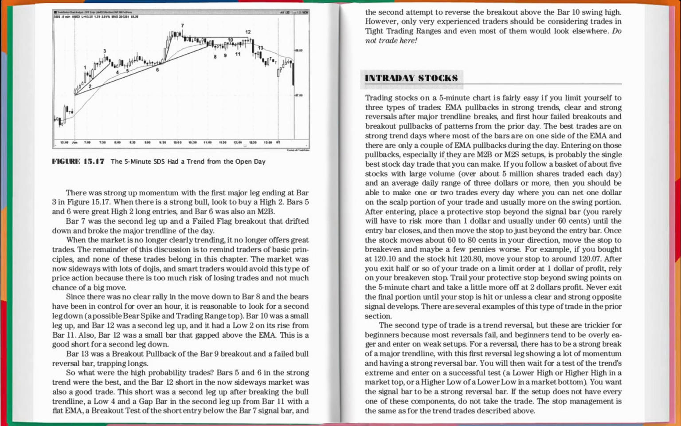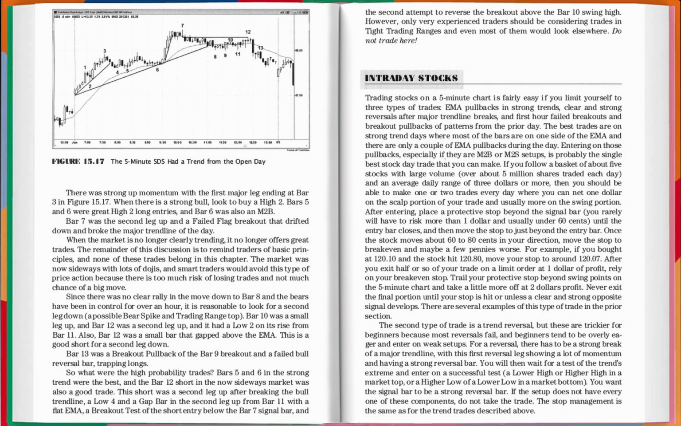The second type of trade is a trend reversal, but these are trickier for beginners because most reversals fail, and beginners tend to be overly eager and enter on weak setups. For a reversal, there has to be a strong break of a major trend line, with this first reversal leg showing a lot of momentum and having a strong reversal bar.